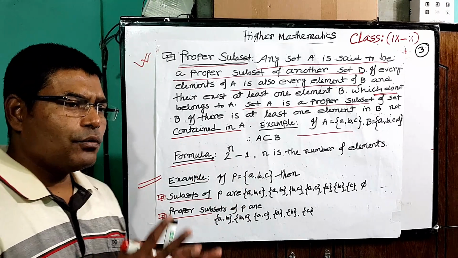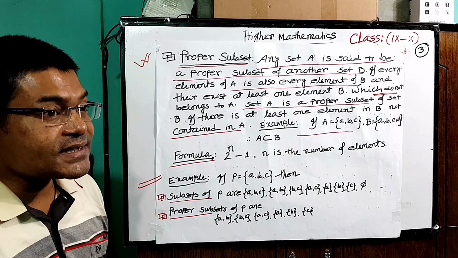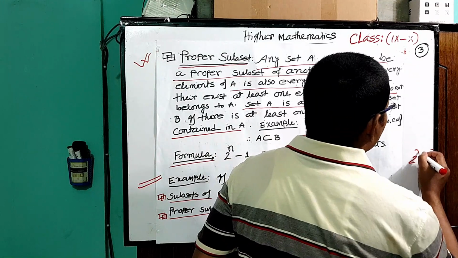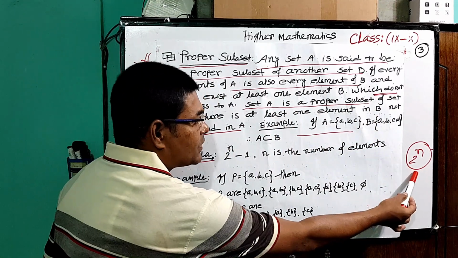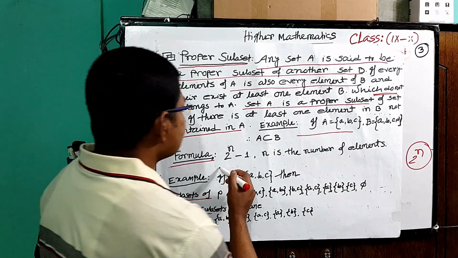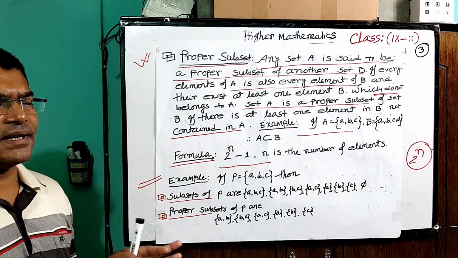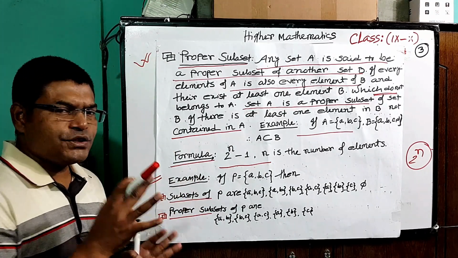Before doing this, we have to know our rules. A few minutes ago, for subset, we have learned the rule 2 to the power n. This is the rule of subset, and this is the rule of proper subset. I have written 2 examples.